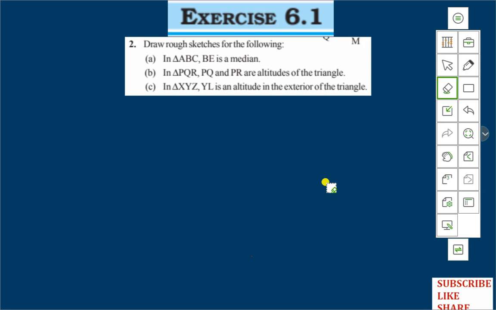Hello everyone. Today we shall discuss exercise 6.1, question number 2C. In triangle XYZ, YL is an altitude in the exterior of the triangle, right?